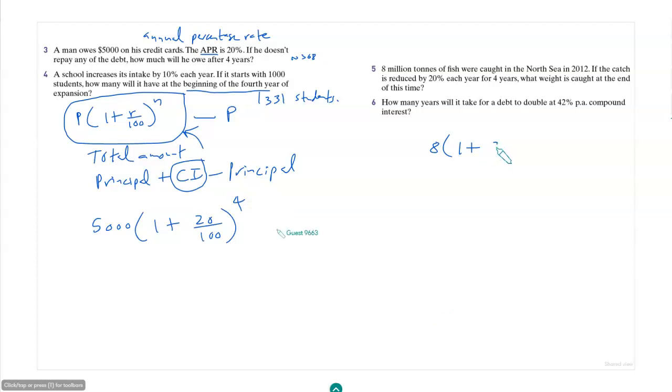20 over 100. Here you have to note that it is not growth. The number of fish caught is not growing, it's actually decreasing. So it's minus 20 here, raised to 4. So it will be 8 into 1 minus 20 by 100, so 0.8. So 8 into 0.8 raised to 4.